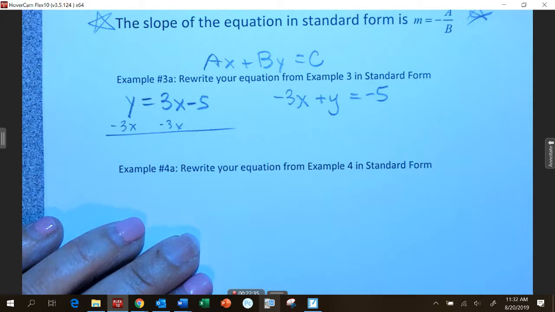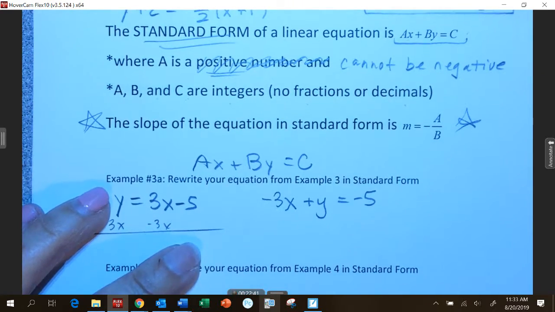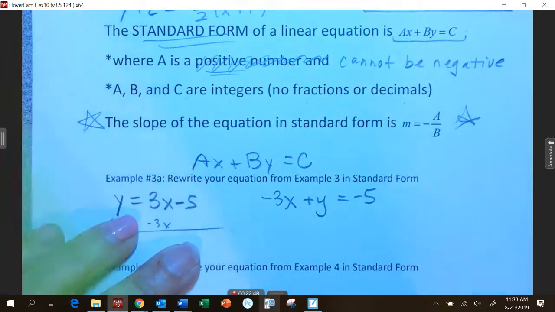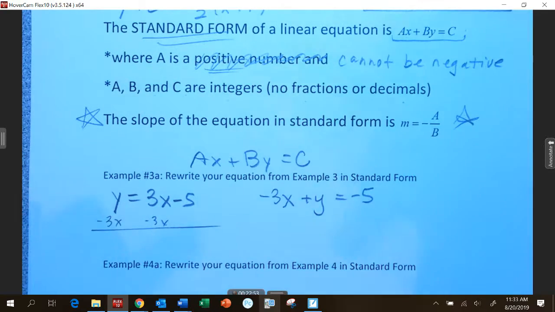Is this standard form? Is A a positive number or a not negative number? Nope, so this is not standard form. If you stop there, you just got it wrong. So how can I make negative 3 change into positive 3? Okay. Somebody raise your hand because I can't hear what you're saying. Madison. That is one option. You could divide by negative 1. There's like 3 options. Anybody else? Oh. You guys don't do my option. You could multiply by negative 1.